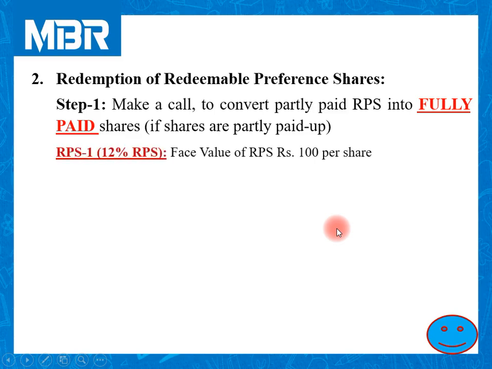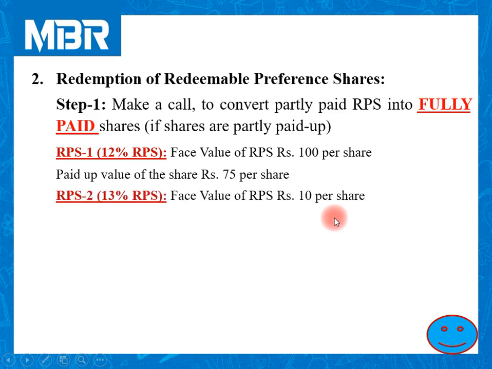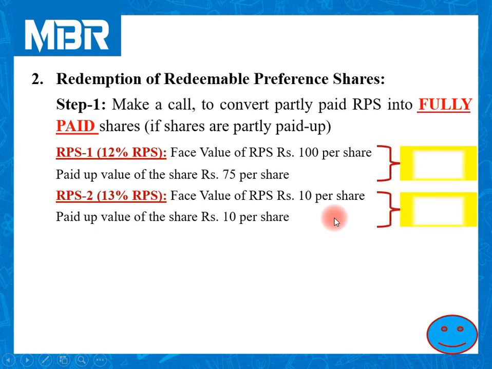Let us refer to the data. RPS 1 face value is rupees 100 per share and the paid up value of the share is rupees 75. RPS 2, that is a 13% redeemable preference share, face value per share is rupees 10 and paid up value of the share is also rupees 10. So when you compare this information, you can come to know that RPS 1 is partly paid and RPS 2 is fully paid.